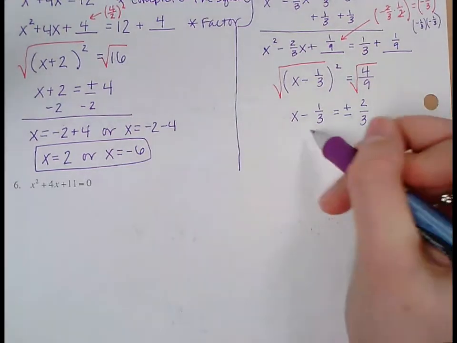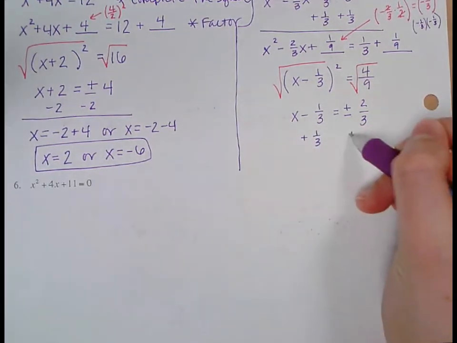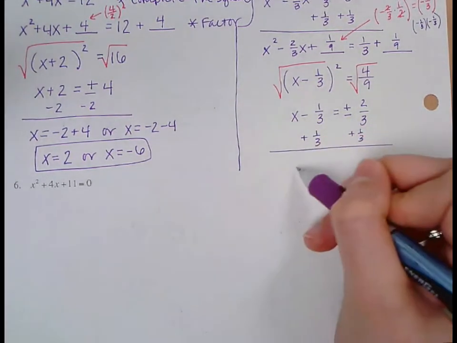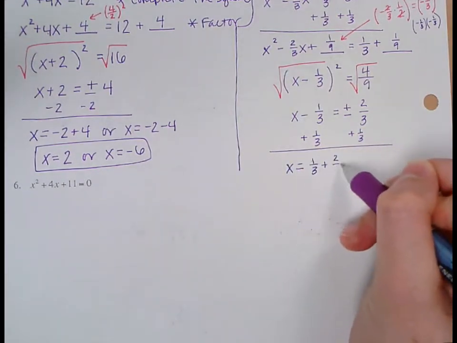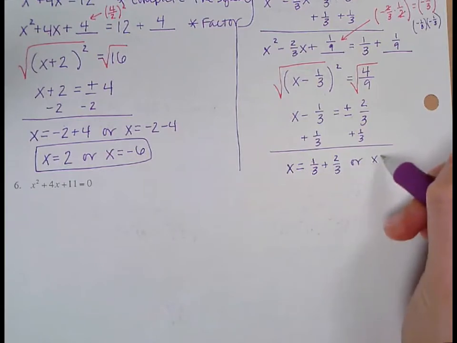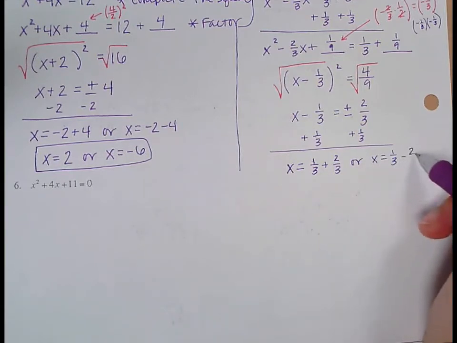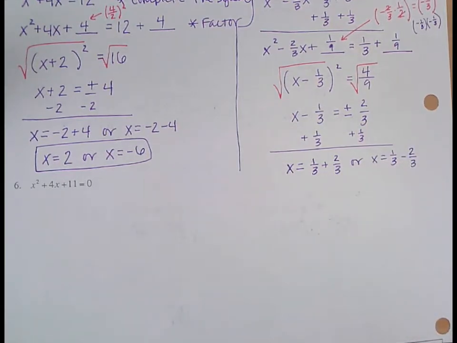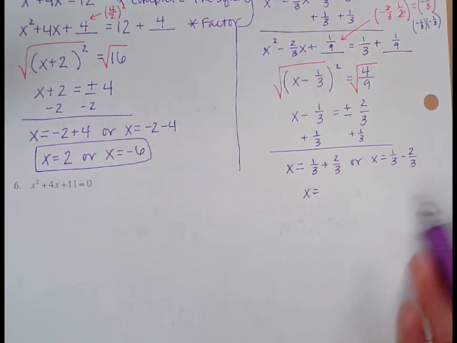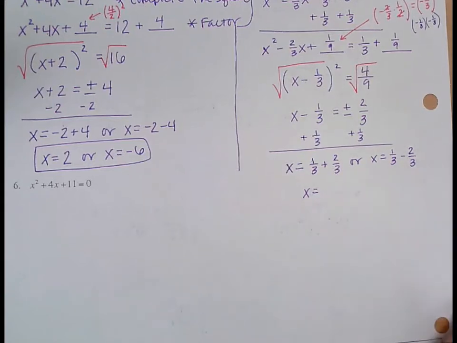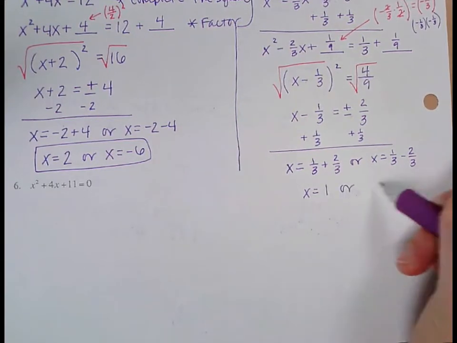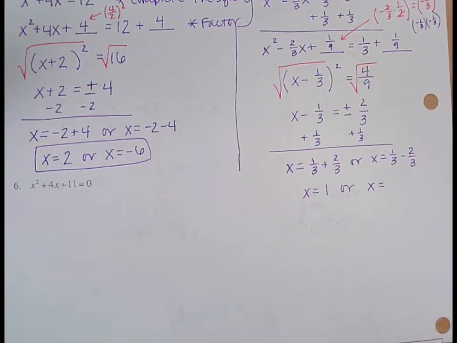And then to solve for x, I add 1/3 to each side. So I'm going to have two solutions. One of them is going to be 1/3 plus 2/3, and the other is 1/3 minus 2/3. So we already have common denominators. 1/3 plus 2/3 is going to be 3/3, or just 1. And then 1/3 minus 2/3 is negative 1/3.